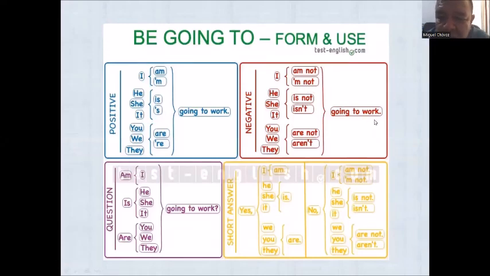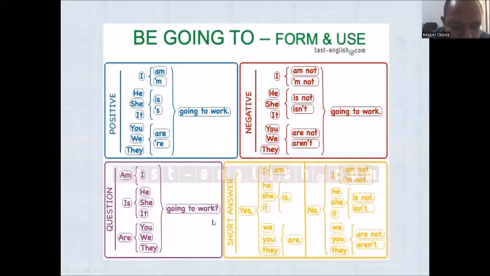He is not going to work. He isn't going to work. We are not going to work. We aren't going to work. Again, we contract the auxiliary verb with the particle not. In the question, we start with the verb to be, am, is, are, depending on the subject that we have in our sentences, then going to, and the main verb, again, in simple form.